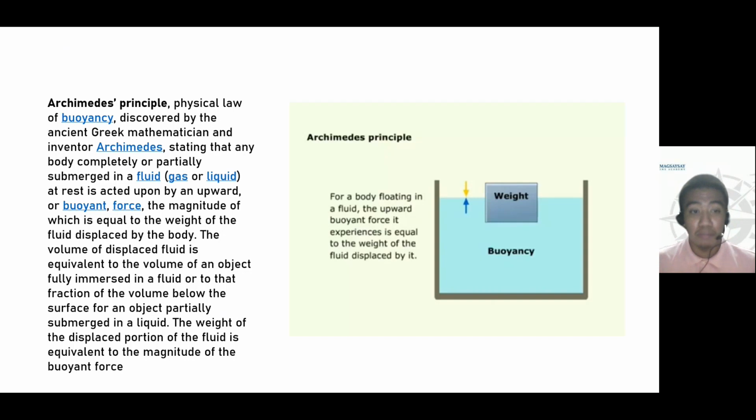The volume of displaced fluid is equivalent to the volume of an object that is fully immersed in a fluid, or to that fraction of the volume below the surface for an object partially submerged in a liquid. The weight of the displaced portion of the fluid is equivalent to the magnitude of the buoyant force.